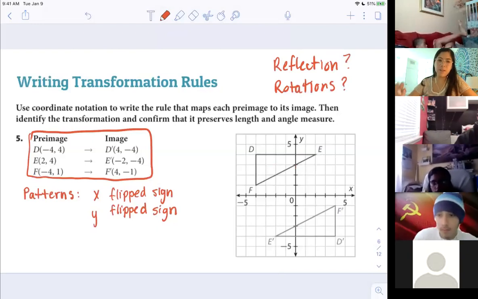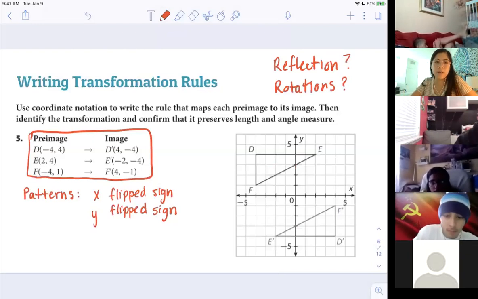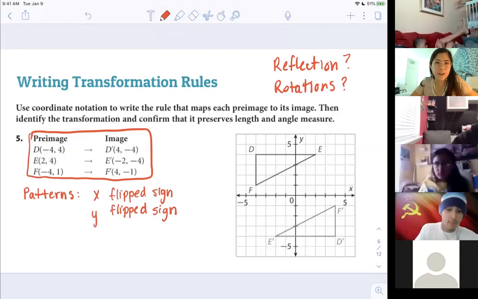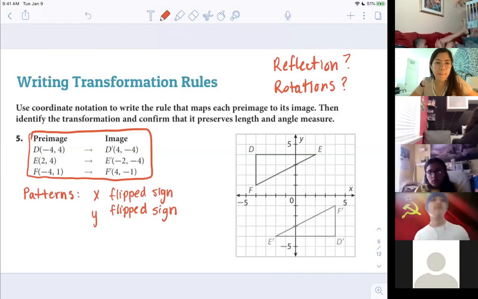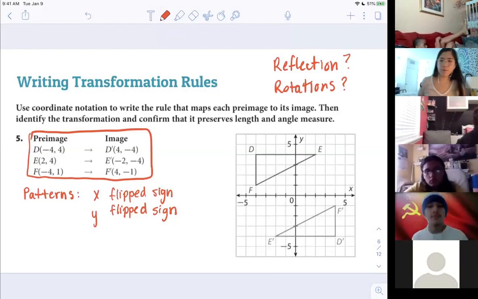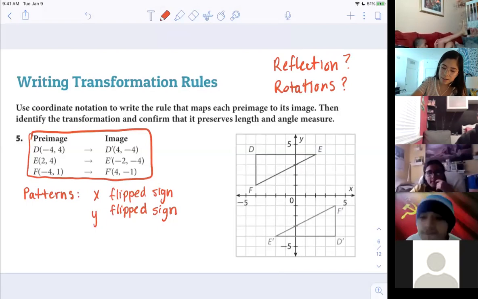All right. 30 seconds are up and I want to know what you guys think. If you think this is a reflection, give me a thumbs up or a check mark or whatever you want to use. Reflection. Now, if you think it's a rotation, give me a thumbs up or a check mark. Okay. There were a couple more for rotation, and I also saw it in the chat. A couple more for rotation than reflection. And if you chose rotation, you are totally correct.